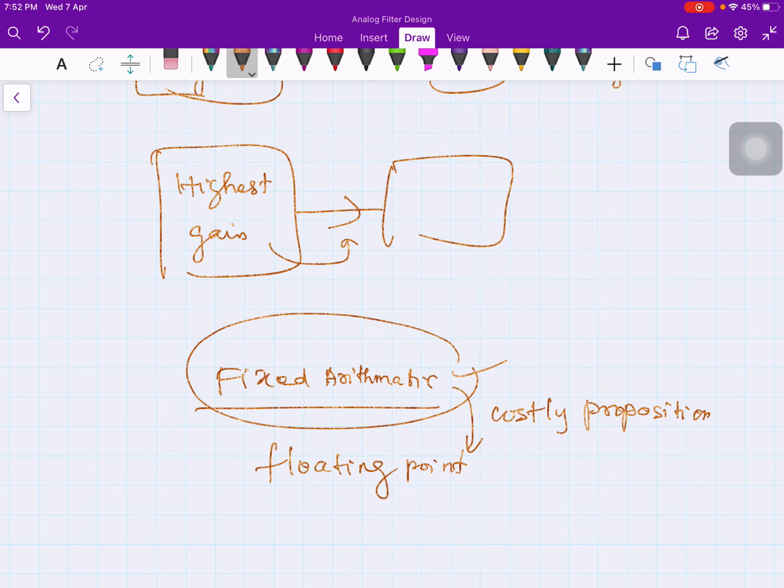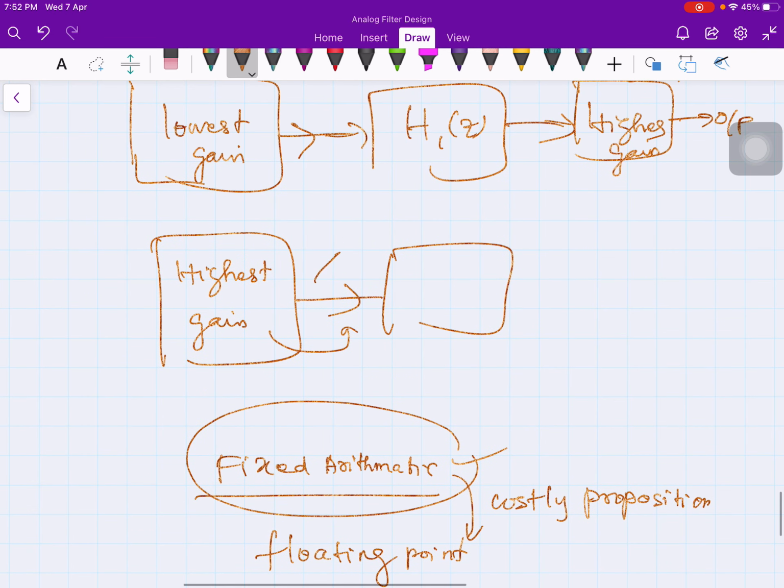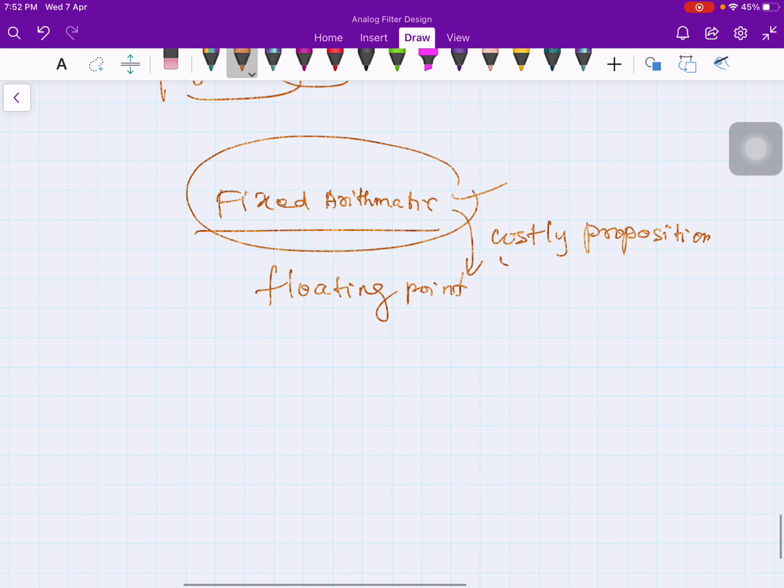So then one may have to scale. Let's say the gain is 100 times, then divide by 100. Since it is a costly proposition to go from fixed point to floating point arithmetic, the low cost proposition is scaling. If you have 100, then divide by 100, that's it. So one may have to scale it.